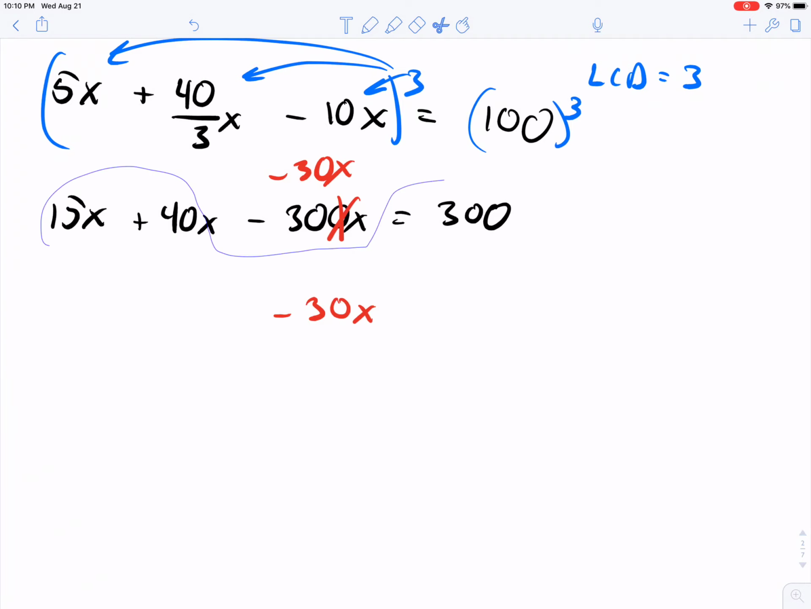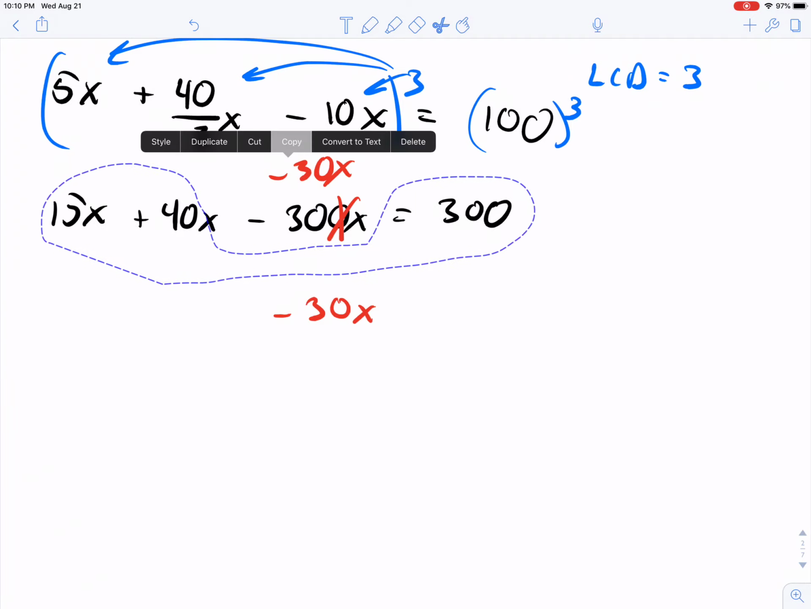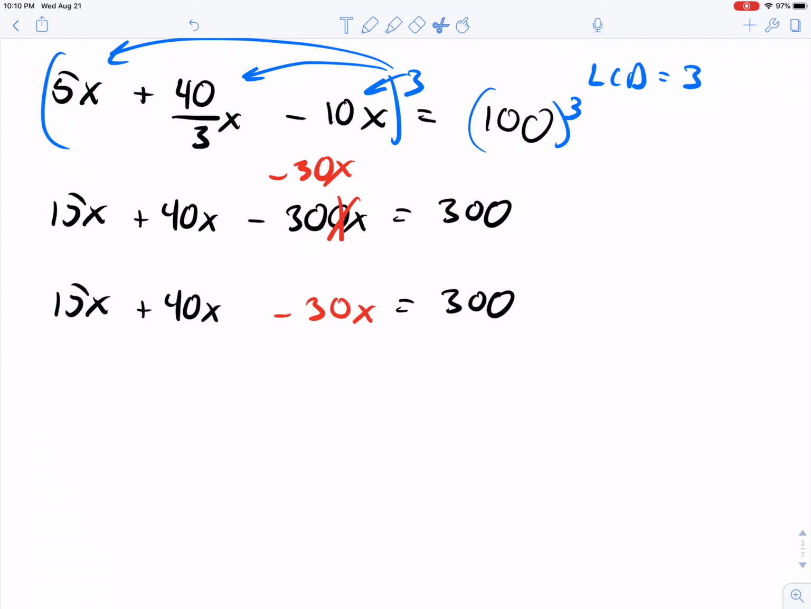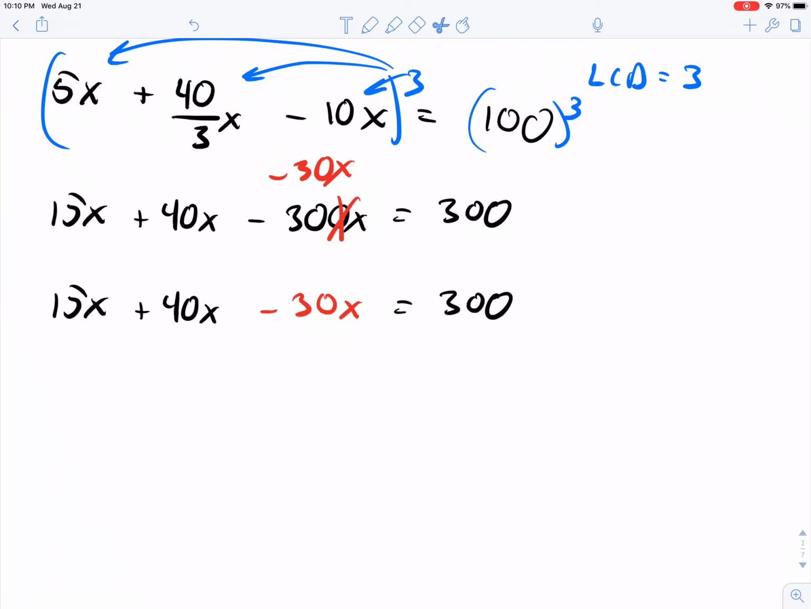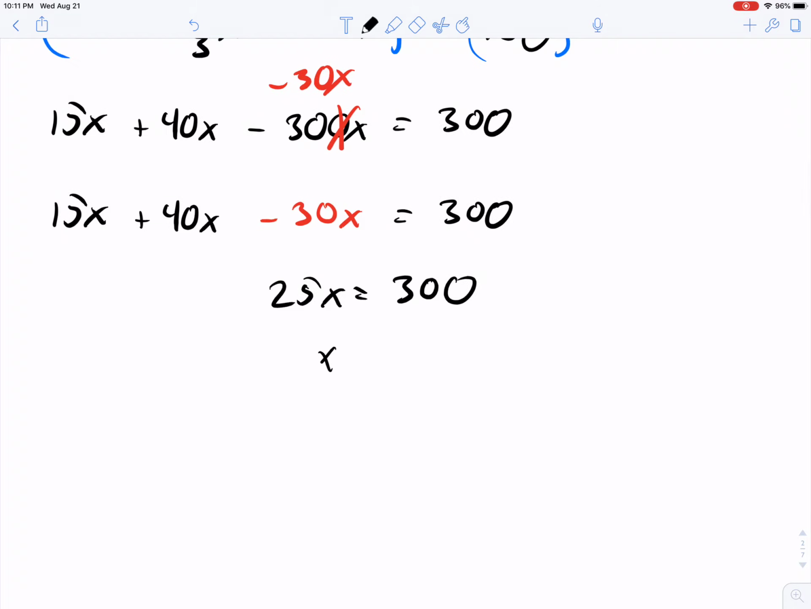I'm going to just go ahead and get a copy of these items. Copy, paste. I think everything else stayed the same, right? We just made that one adjustment. Okay, so let's make that adjustment and go forward. Okay, so now here if we combine like terms, let's see, 40 minus 30 is 10, plus 15 is 25x equals 300. Divide both sides by 25. X equals, what is that? 4 times 3 is 12. X equals 12. Okay, that feels a lot better.